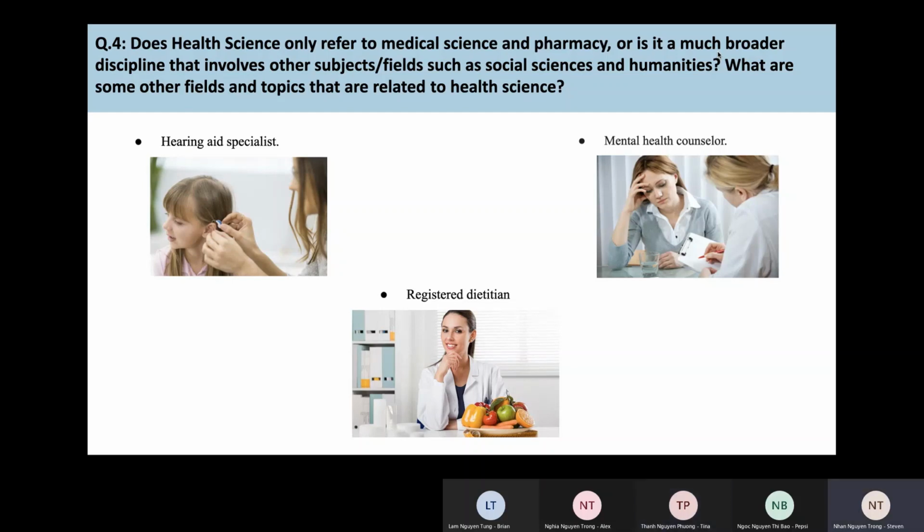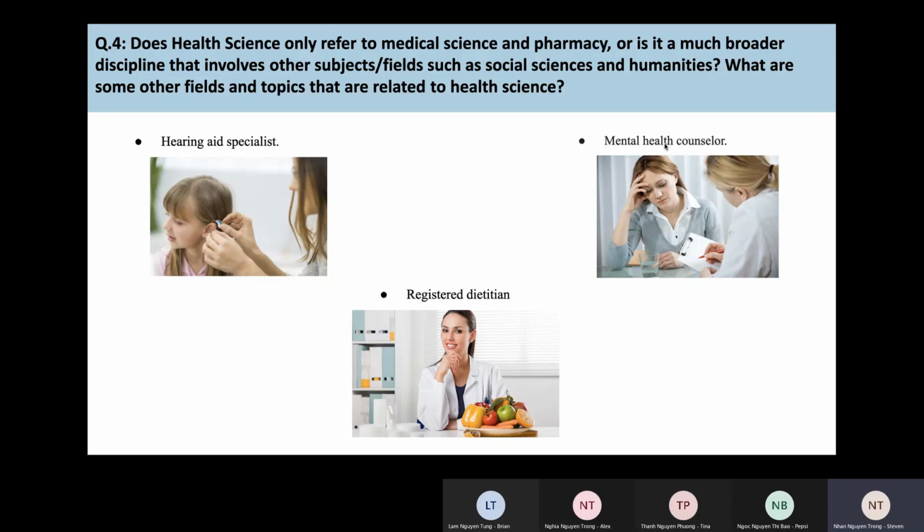A hearing aid specialist, also known as a hearing instrument specialist, is a professional who evaluates people with hearing problems and chooses the best hearing aid to improve their condition. Hearing loss is frequently encountered among the elderly, but also in younger people.